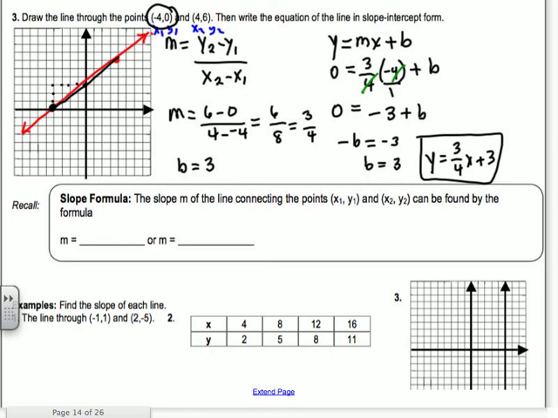Okay, slope formula again. So we said it's x2 minus x1 over y2 minus y1. Oh, I just messed it up, didn't I? y2 minus y1 over x2 minus x1, or rise over run. Okay, so find the slope of each line. So number 1, the line through -1, 1, and 2, -5. So go ahead and try number 1, try number 2, and then try number 3. So try each one.